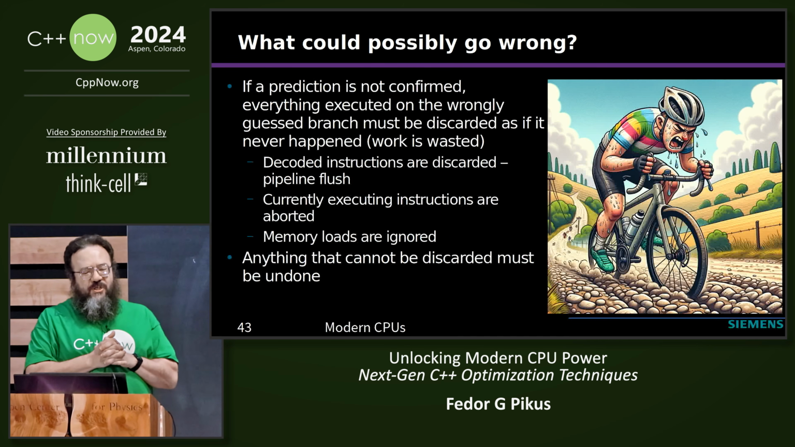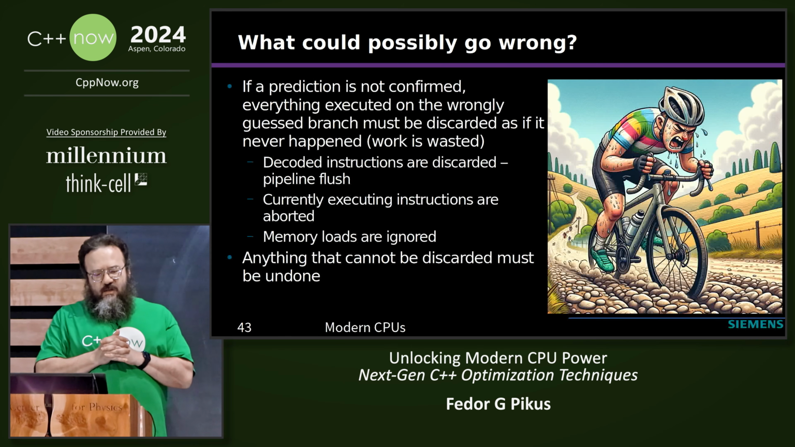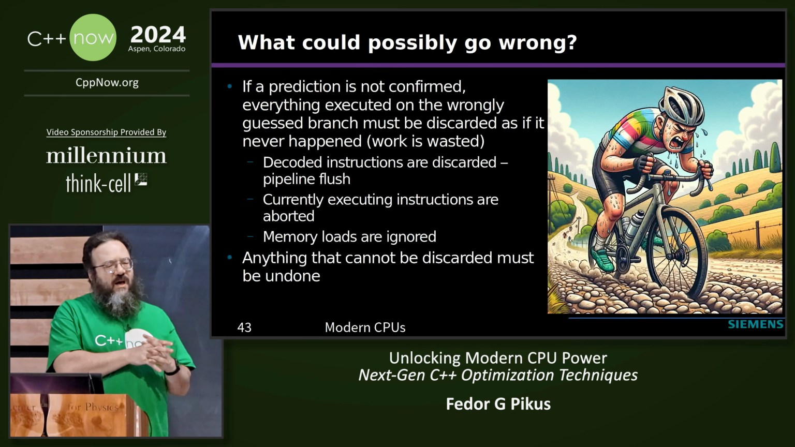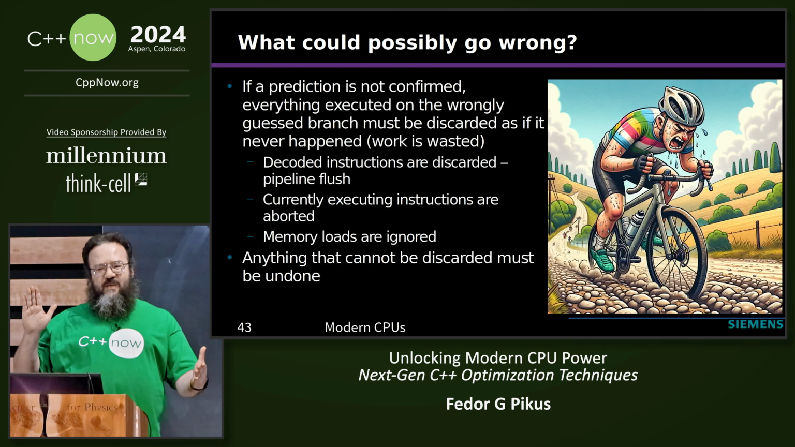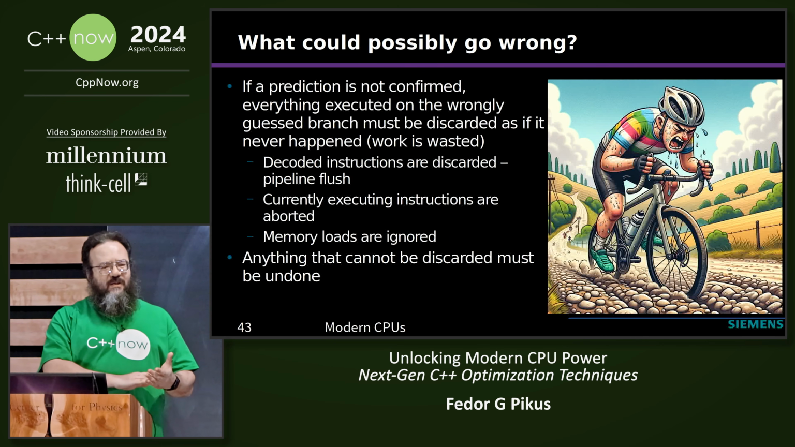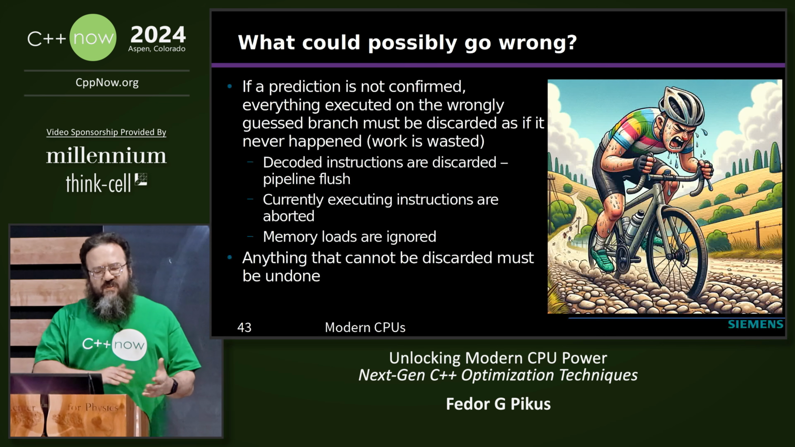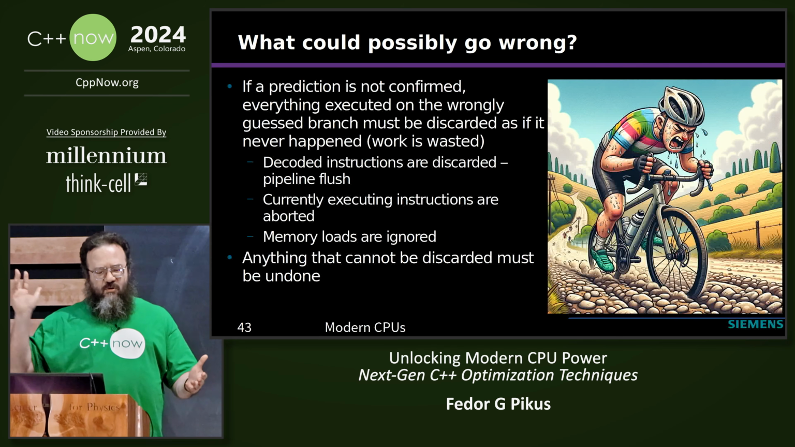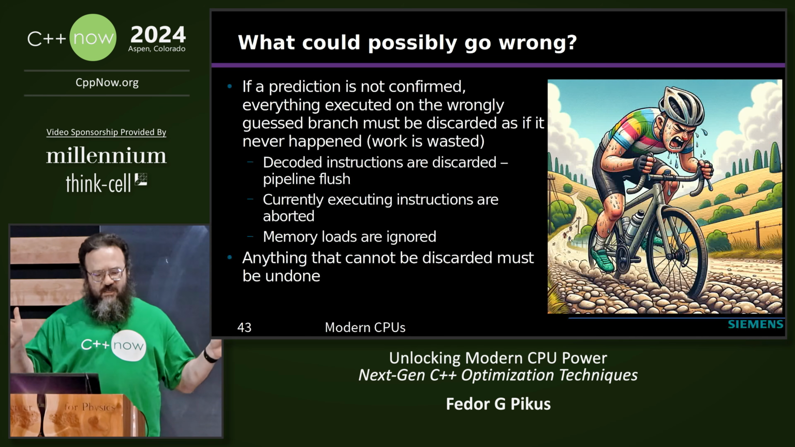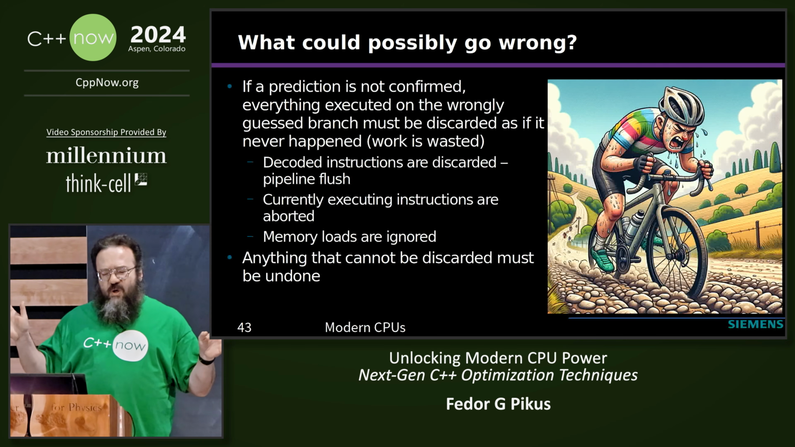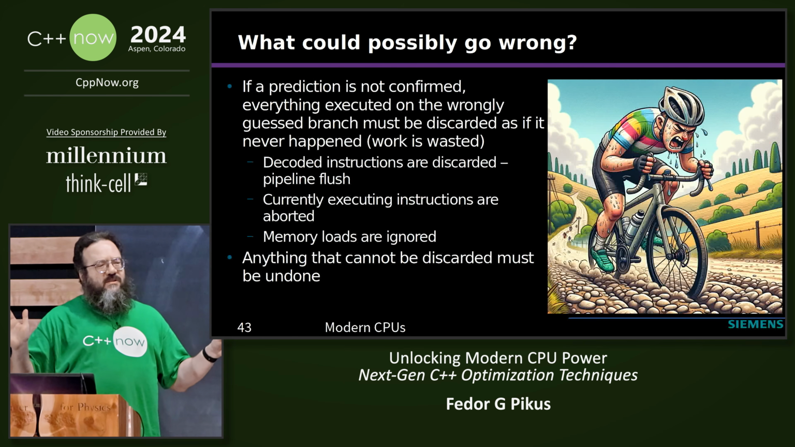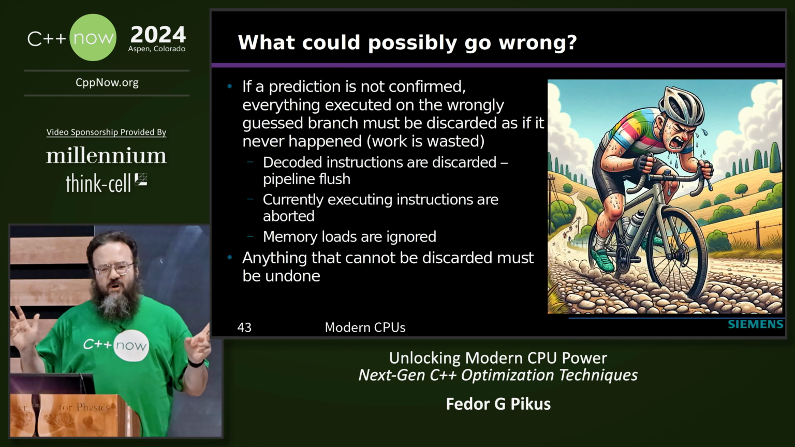What happens if a prediction is not confirmed? Well, first of all, obviously, everything you've done between the prediction and the non-confirmation has to be discarded. Everything in the pipeline is wrong. Everything that's currently executing is wrong. Everything that you loaded into memory is unneeded. So you have to basically discard all your current work. Okay, that slows the CPU down a lot, makes you work a lot harder.